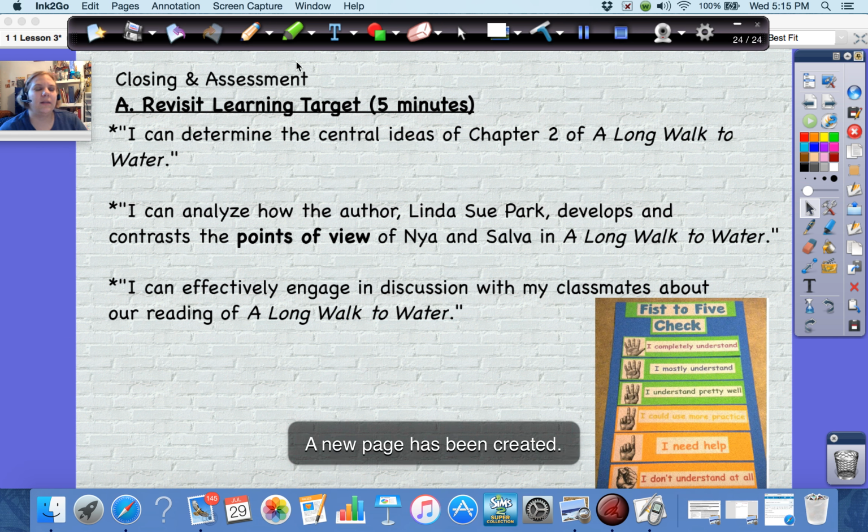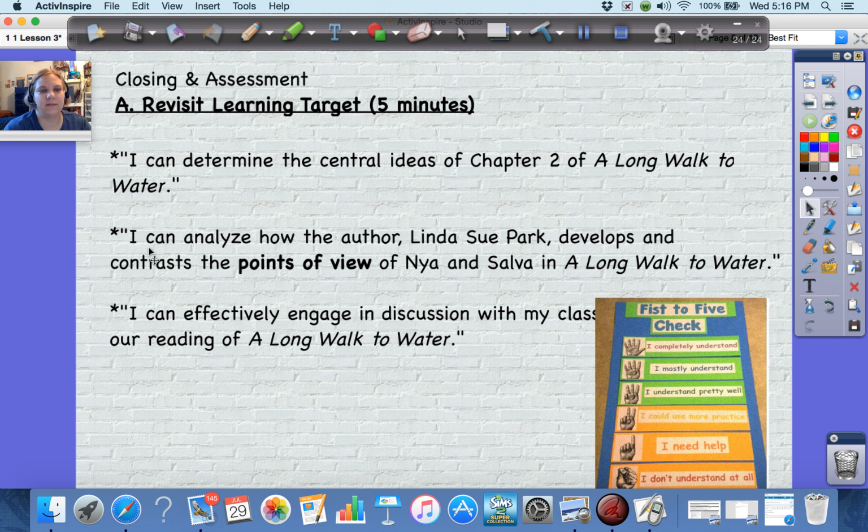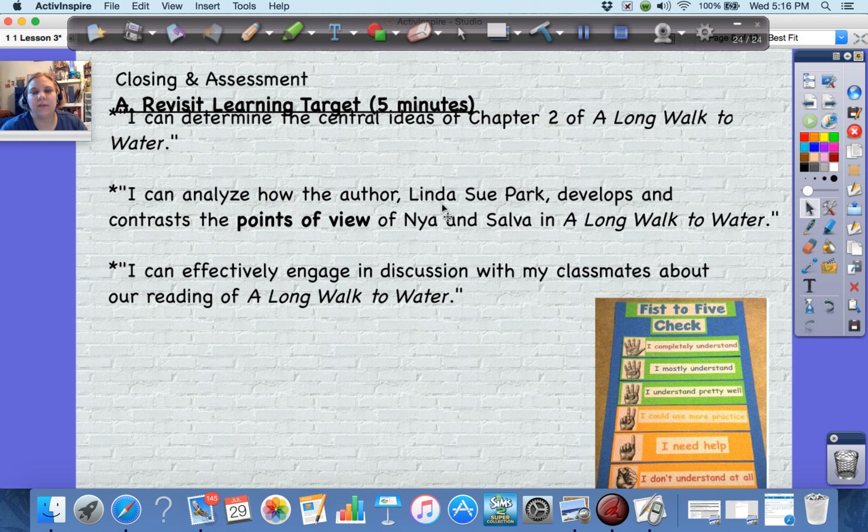Okay? And the closing and assessment: can you determine the central idea for chapter 2? Can you analyze how the author develops and contrasts the points of view of Naya and Salva in A Long Walk to Water? How are they different? That's what contrast means, different. I can effectively engage in discussion with my classmates about our reading of A Long Walk to Water.